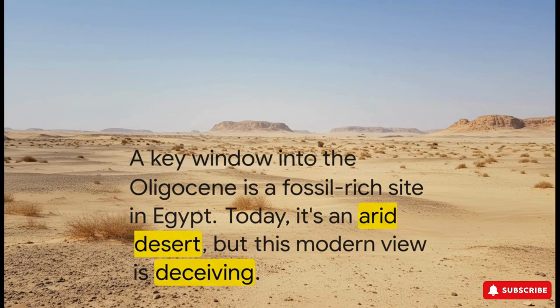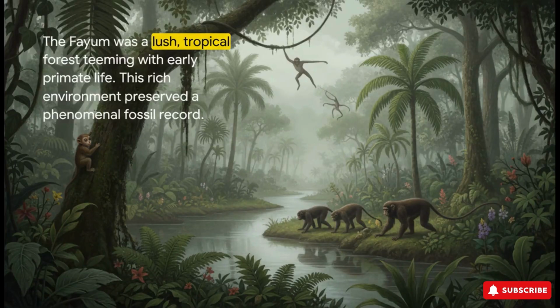If you were to go to the Fayum Depression today, you'd find a stark, dry, arid desert. It's a pretty harsh landscape, and it seems like the last place you'd expect to find clues about our primate ancestors. But that modern view is very deceiving. Because if you could wind the clock back 30 million years, that same exact spot was a completely different world. It was a lush, green, tropical forest, a vibrant, wet ecosystem filled with an amazing diversity of life, including a spectacular variety of early primates. And that rich environment is exactly why it preserved such a phenomenal fossil record for us to discover.